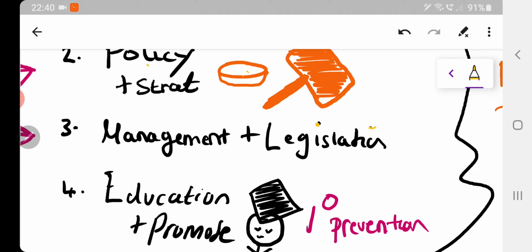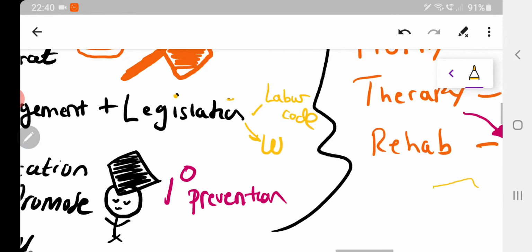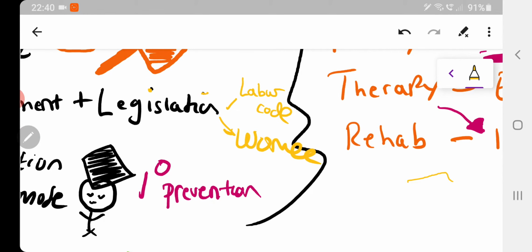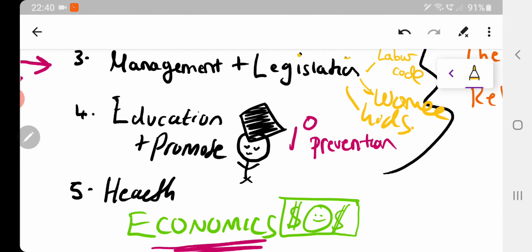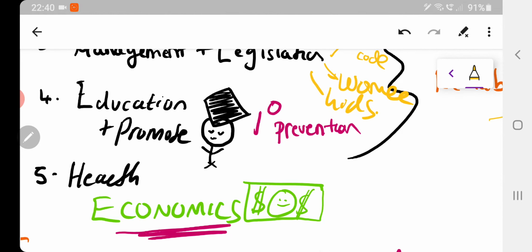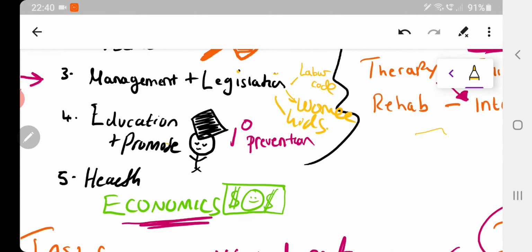Maybe just how they implement different articles, like the labor code and specific legislation for women and kids. Next, education and promotion. What do I mean by education and promotion?